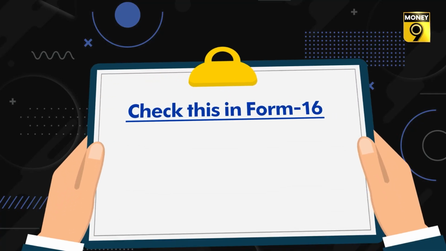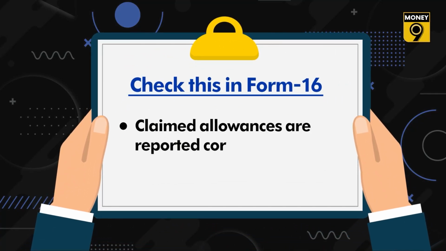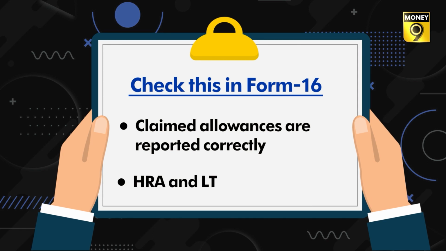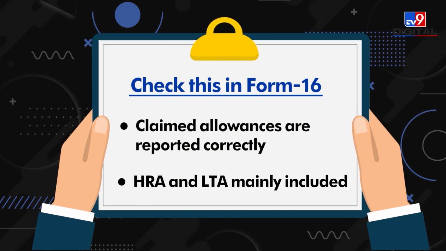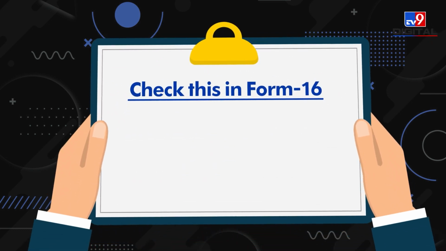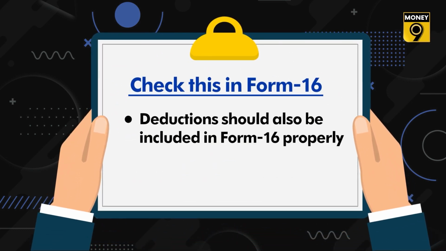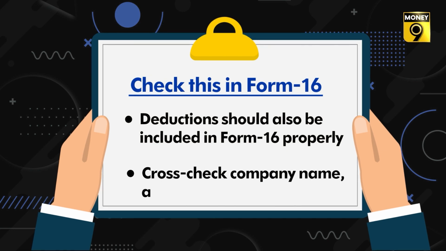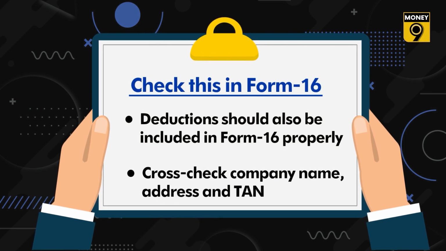The second thing you have to check in Form 16 is that all the allowances you claimed for exemption in front of the employer are properly reported in Form 16 or not. These allowances mainly include house rent allowance and leave travel assistance. Also, see to that whether deductions are properly included in Form 16. The company name, address and TAN must be cross-checked.